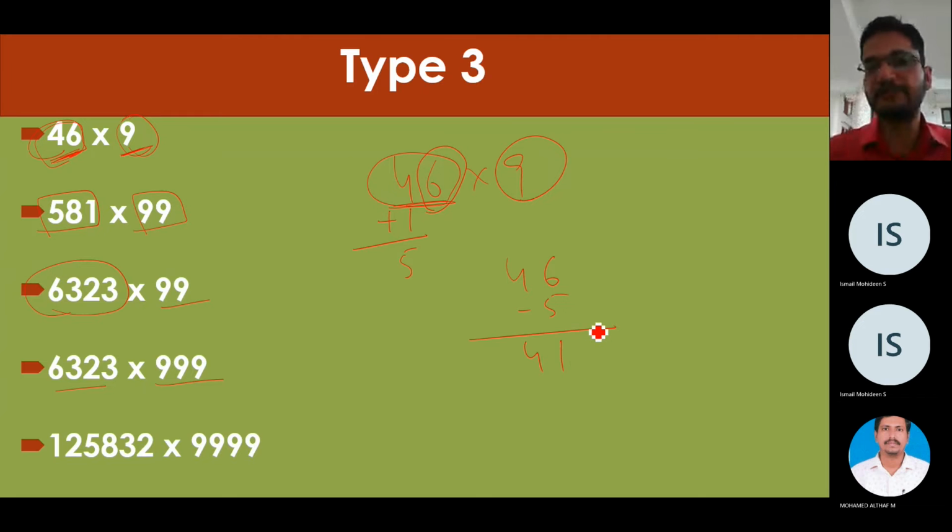And in the next step, third step, in the first step I add 1 in this number, 4, 5. In the second step I subtract 5 from the whole number, I get 45. In the third step I will find the complement of 6, and we know that the complement of 6 is 4, and I write here 4. So the answer is 414. So when we multiply 46 with 9, the answer will be 414.